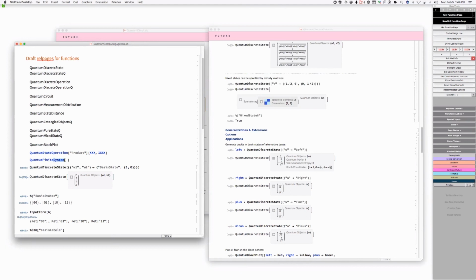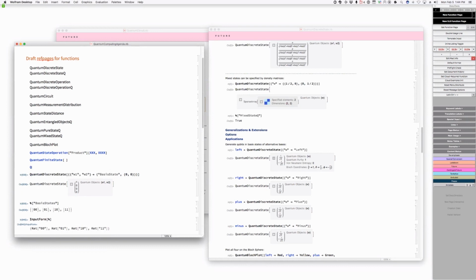Okay, so we've got quantum discrete state, quantum finite state, whatever the heck that means. I mean, you're saying the full correct name is quantum finite dimensional what? Finite dimensional quantum state would be my preferred one. I know it's a little bit long. Well, it would be really nice to start with the word quantum: quantum finite dimensional state.